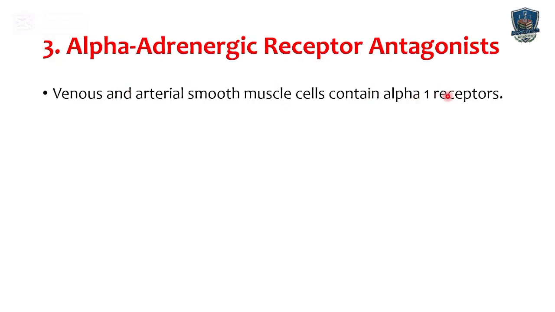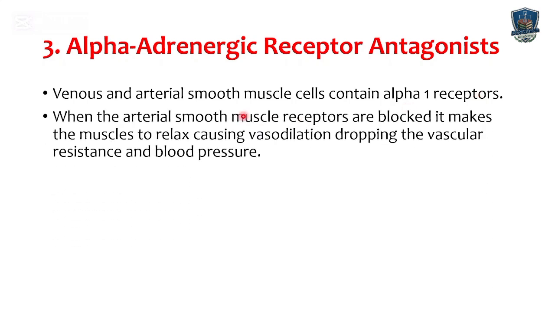So the alpha 1 receptors, they lead to vasoconstriction. So our major aim here is to antagonize the effect, to work against them. We want to work against the alpha 1 receptor. This is unlike our alpha 2. Alpha 2 receptors, we want to work with them. But for alpha 1, we want to work against them. Don't forget that. So when the arterial smooth muscle receptors are blocked, it makes the muscle relax, causing vasodilation and dropping the vascular resistance and blood pressure.